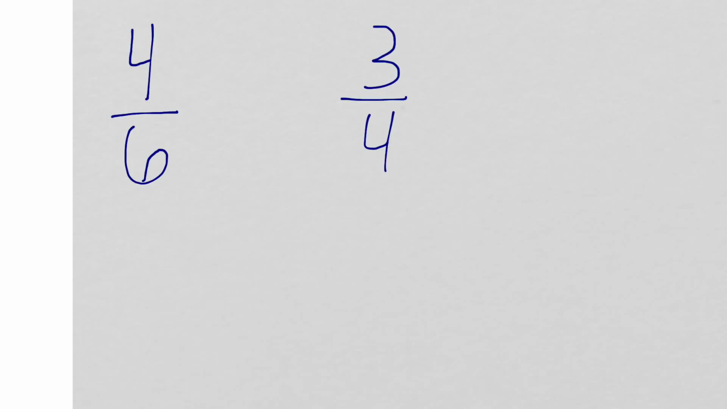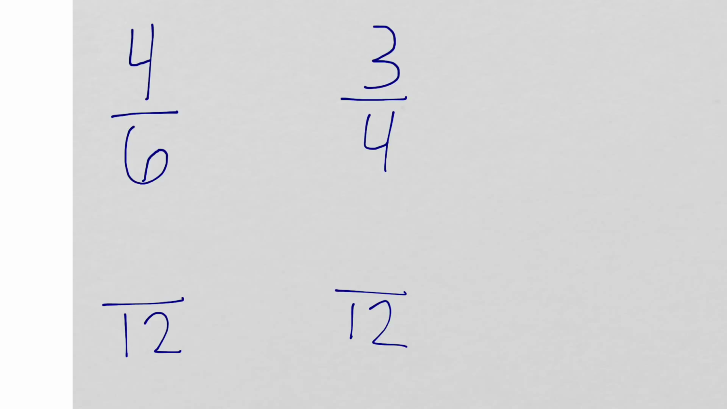Pause your video now. Now, some of us might have said, oh, their common denominator is going to be 24. And you're right, 24 would work, but it is not going to be the smallest possible denominator. That smallest possible denominator is 12. Pause your video again and see if you can figure out what your numerators are going to be this time.